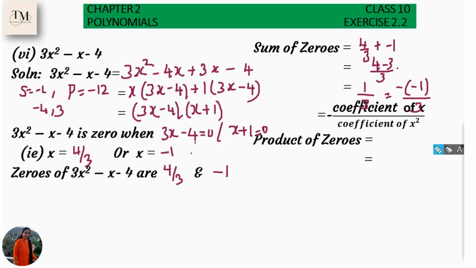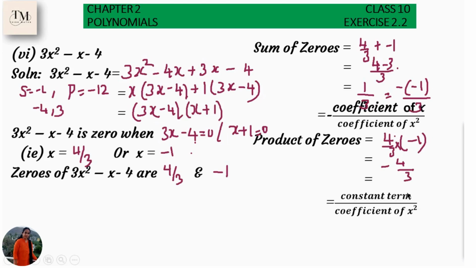So the next step is you have to find the product of zeros. So 4 by 3 into minus 1. Okay. So this is nothing but minus 4 divided by 3. So minus 4 is nothing but the constant term. 3 is nothing but the coefficient of x square. So constant term divided by coefficient of x square.